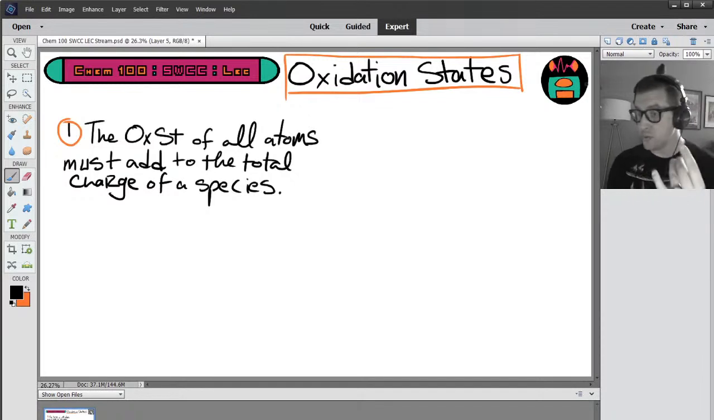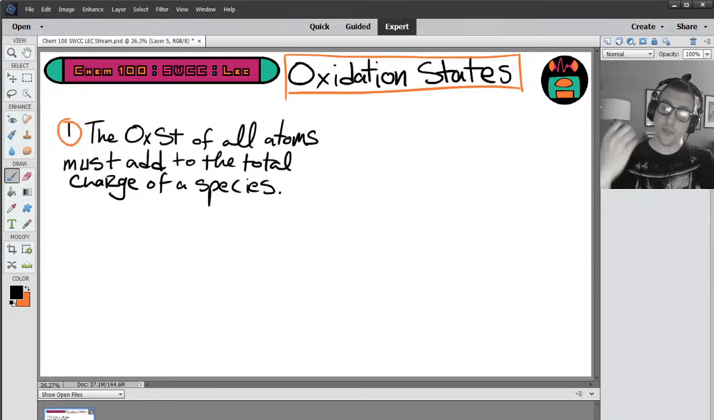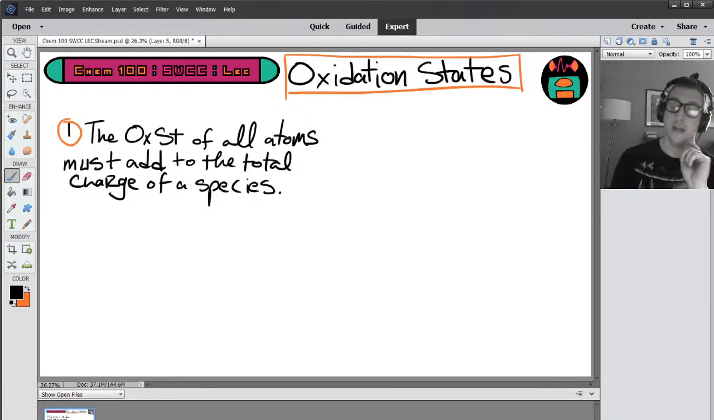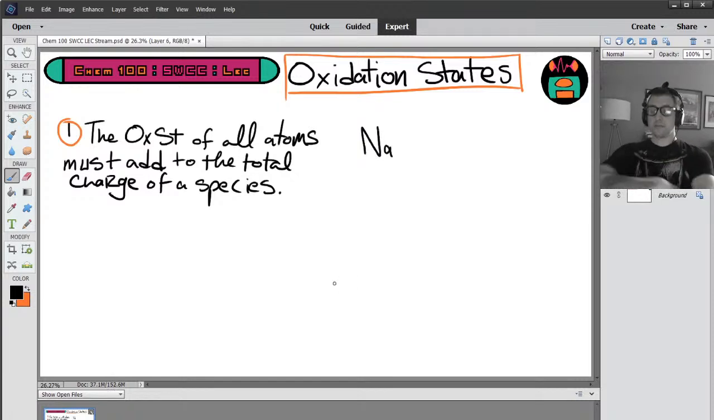Now, these rules that I'm going to teach you are given to you in order of priority. So you first use rule number 1. Then if 1 doesn't help you, you move to 2. You try to determine the oxidation states with as few rules as possible. This first rule is going to be used in almost every single problem that you do. All right. Now, here's what it allows us to solve, problems like the following. If I asked you, what is the oxidation state of sodium in the species solid sodium?